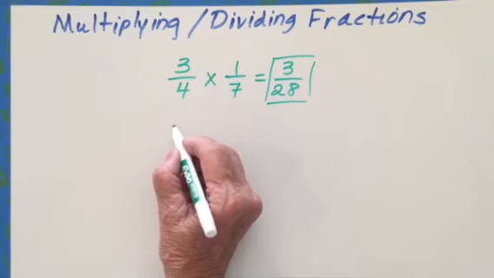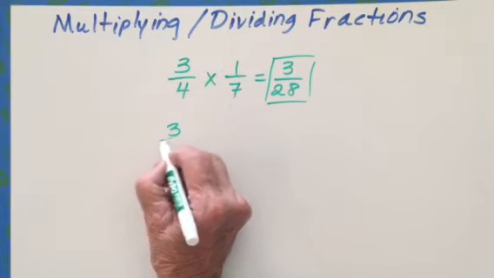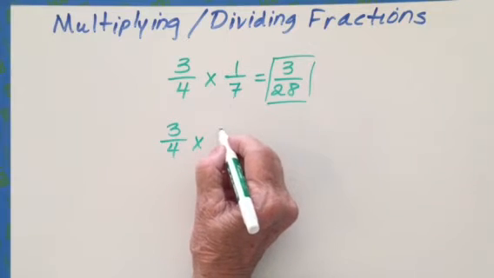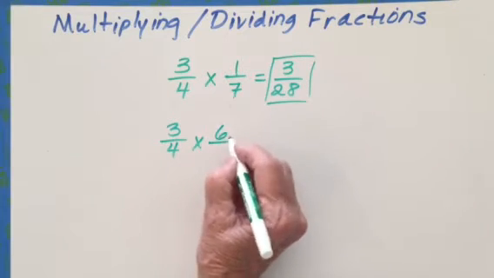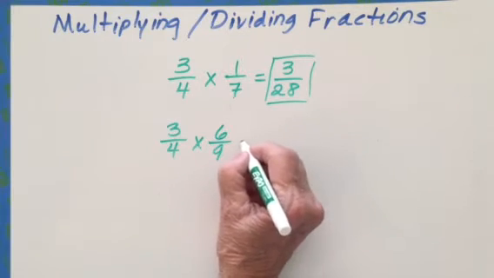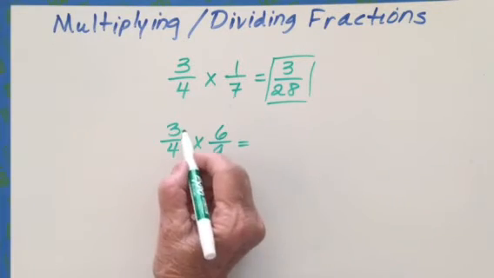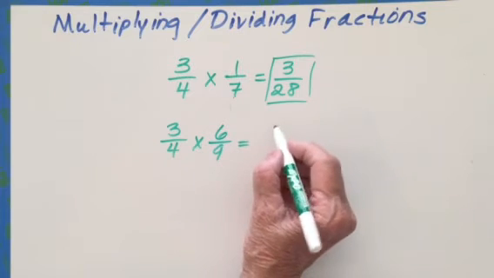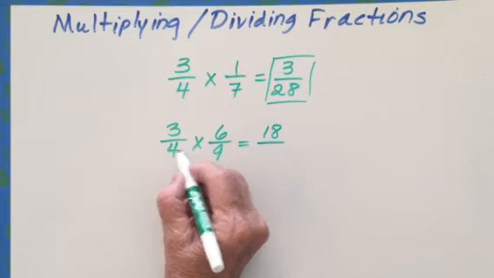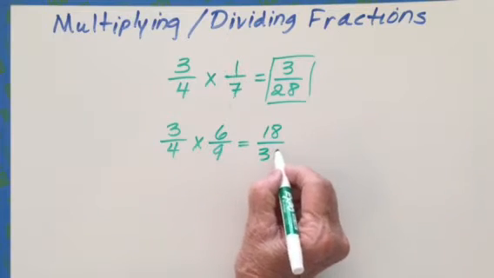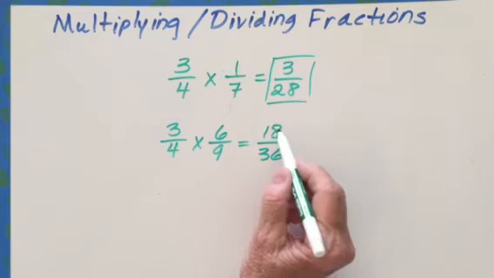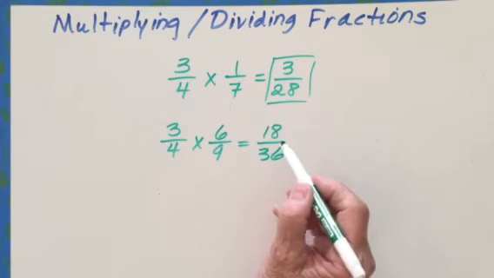Now, what if I had this problem? 3/4 times 6/9. All right, again, here's what I can do. I can just multiply straight across. 3 times 6 is 18, 4 times 9 is 36. And then I can look at that number and say, what can I divide into both of those numbers that will go evenly?